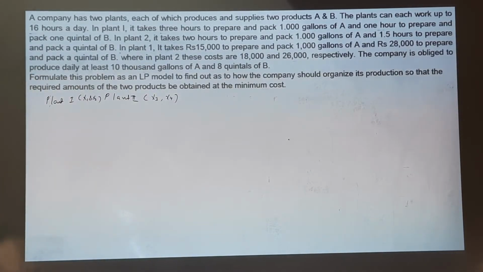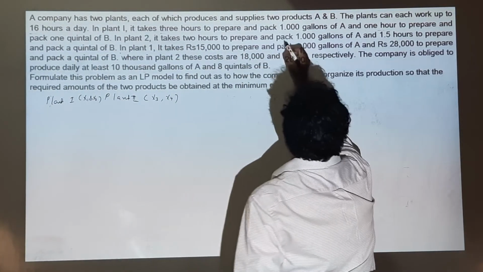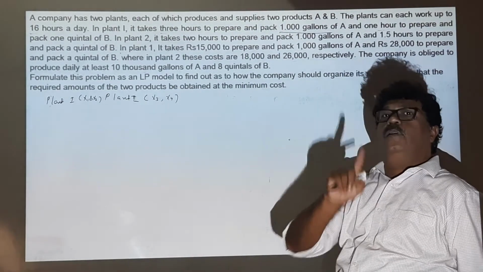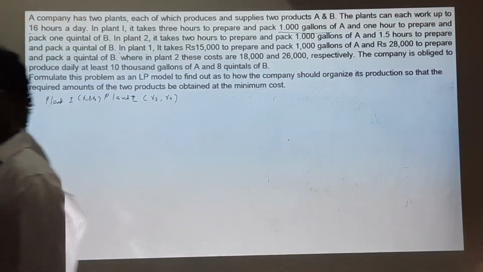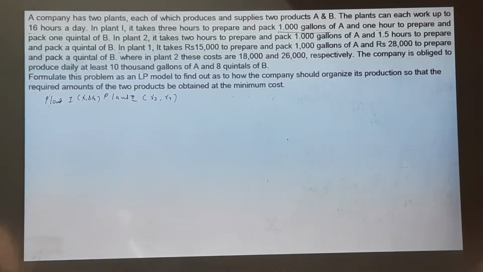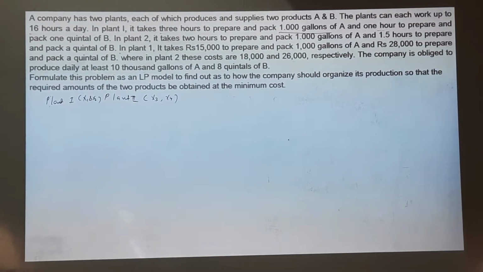Cost needs to be minimized. Cost is given, so there should not be a problem to formulate the problem. And the third point is that the unit of A is given in 1000 gallons. So I will take 1000 gallons as a single unit. So when I say x1 units, it means x1 into 1000 units. These are the three things you need to understand before solving the problem.